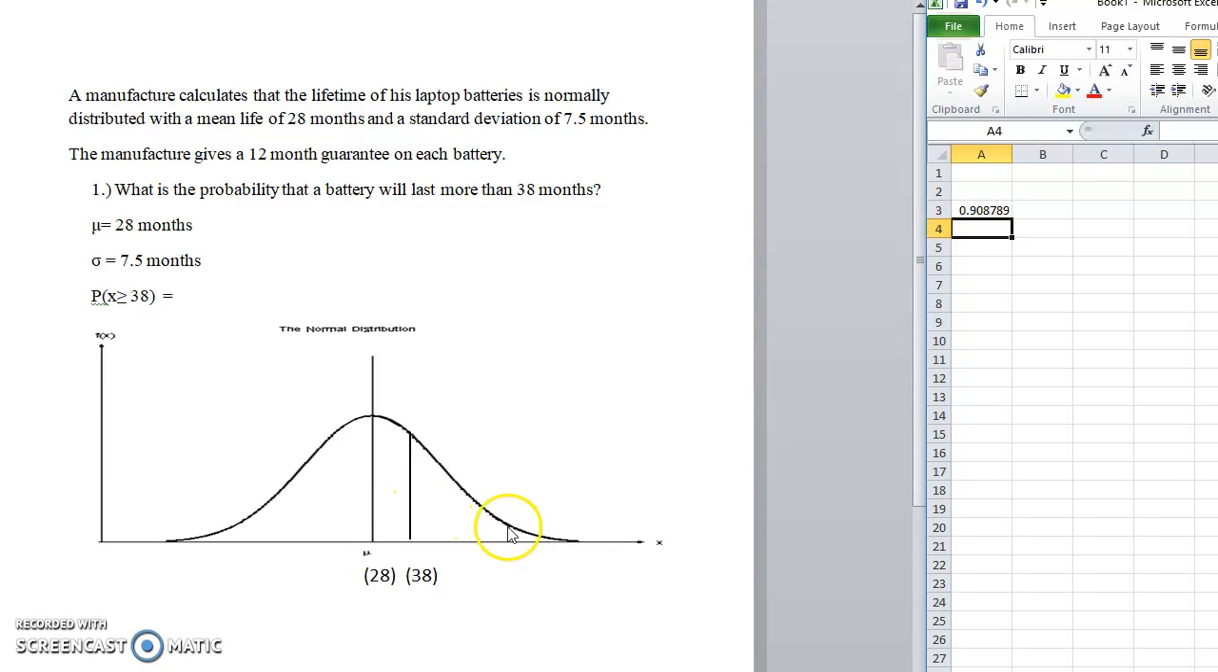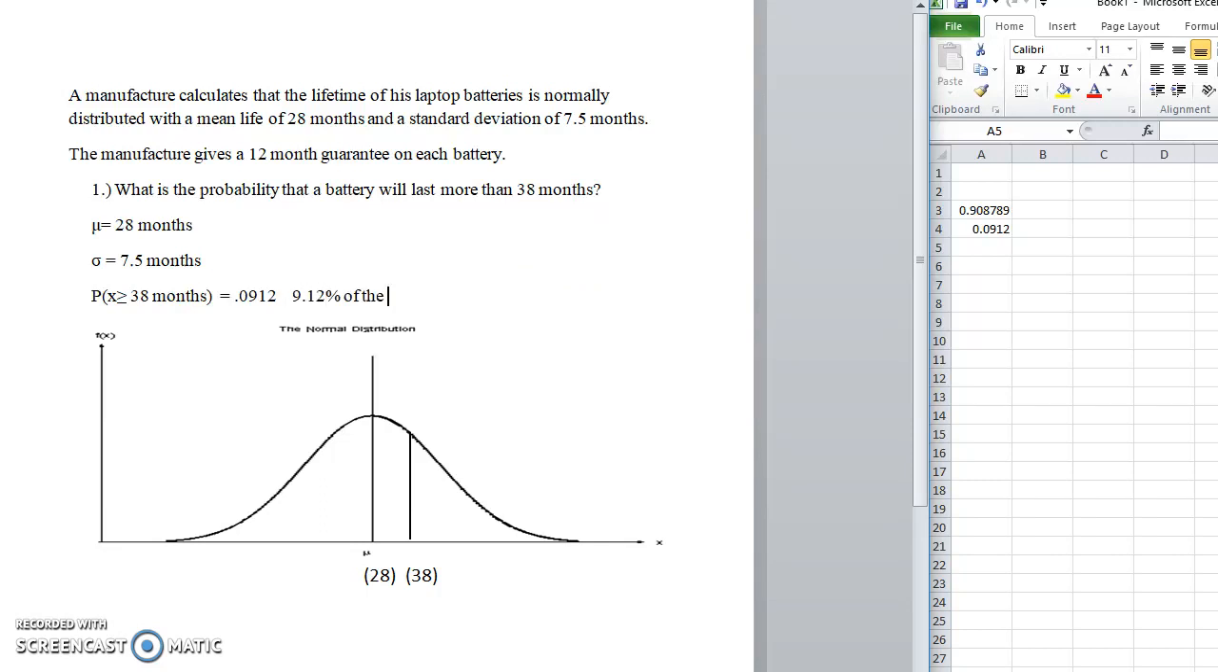Now, in order to find the area that's to the right of the line that represents 38, we can take the total area, which is 1, minus the area to the left, which is 0.909. Actually, we'll do 0.9088. And that will give us the probability to the right of the line that represents 38, which is 0.0912. So the probability that x is greater than or equal to 38 months is 0.0912.